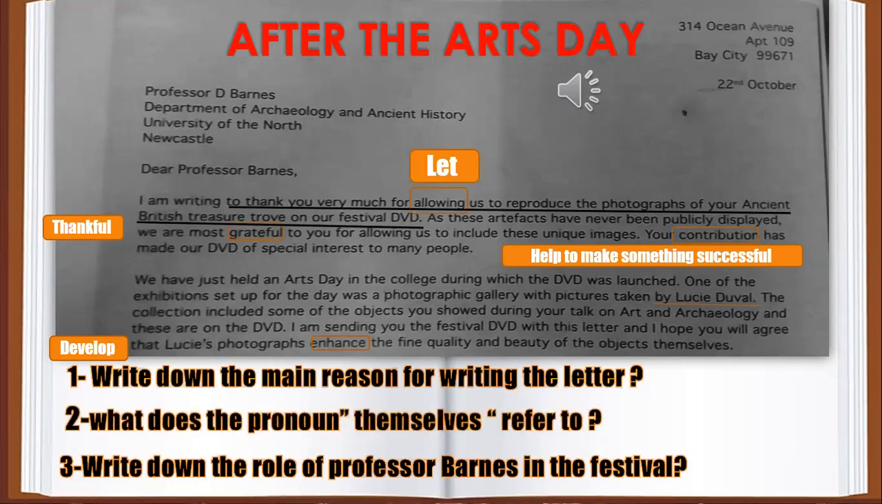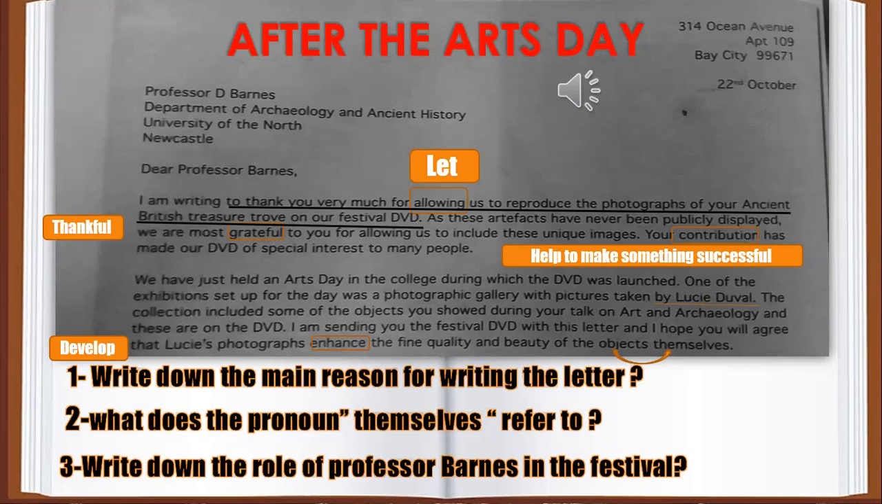Number 2, what does the pronoun themselves refer to? The objects themselves. So themselves refers to the objects. Okay, so this pronoun refers to the objects. Write down the role of Professor Barnes in the festival. I reminded you that he gave what? He gave a talk on art and archaeology. So what was his role?